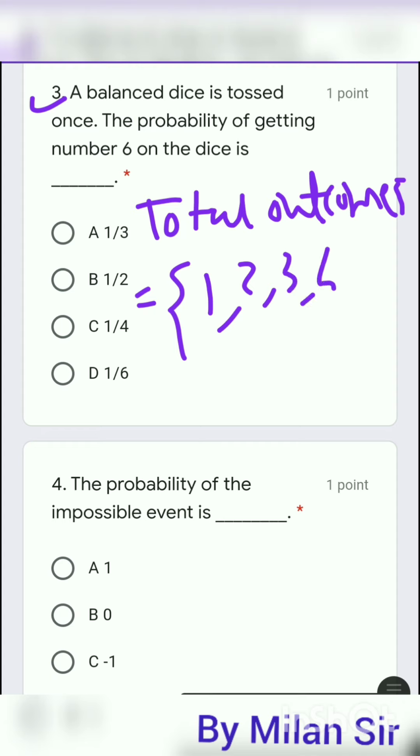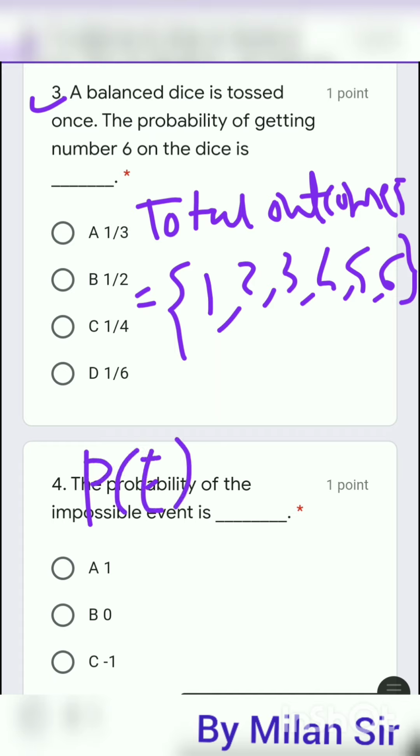1 2 3 4 5 6. So if you toss a die, then either 1 will come, either 2 will come, either 3 will come, either 4 will come, either 5 will come, otherwise 6 will come. Total 6 possibilities are there, right? And it is written that a balanced die is tossed once, that means only one time. Now the probability of getting number 6 on the die. So what is the formula of probability?